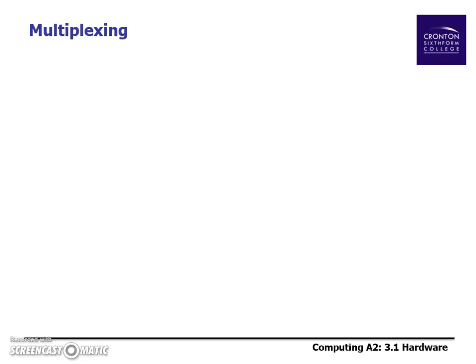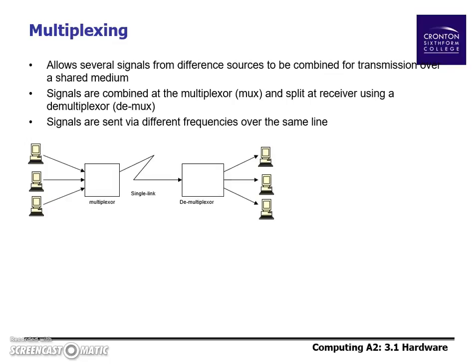Okay, so multiplexing allows several signals from different sources to be combined for transmission over a shared medium. Signals are combined at the multiplexer, MUX, and split at the receiver using a demultiplexer, DMUX. Signals are sent via different frequencies over the same line.